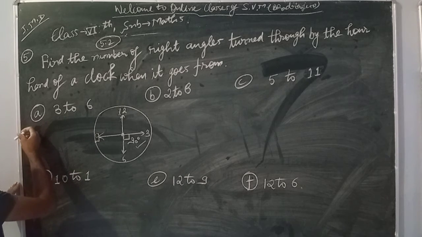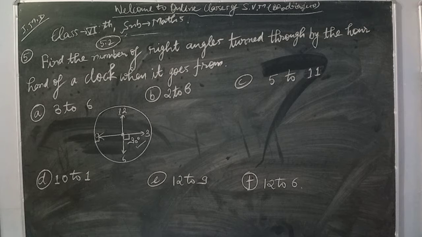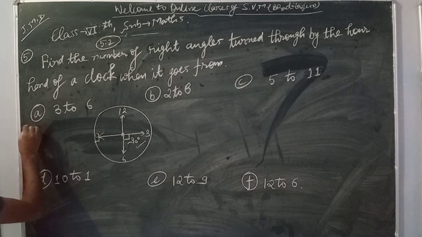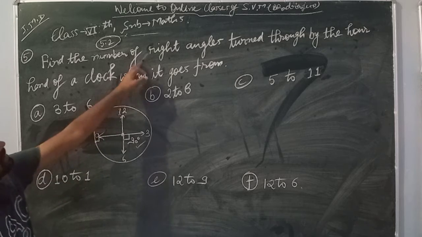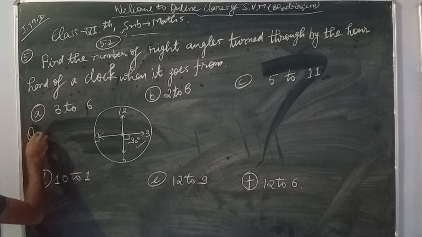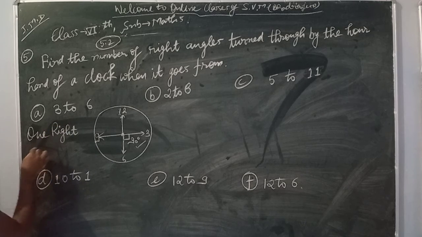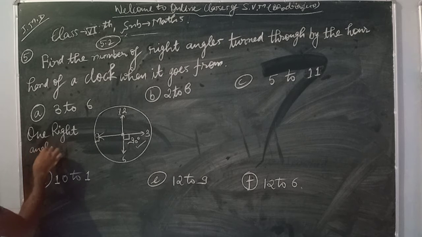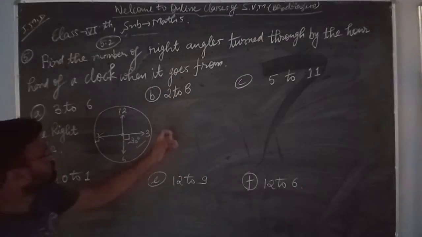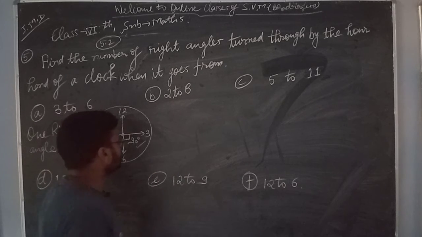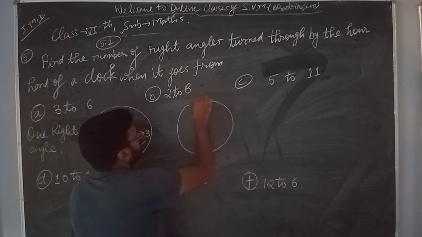Okay. Find the number of right angles turned through. So one right angle. Number of right angles is 1. So the answer is one right angle.